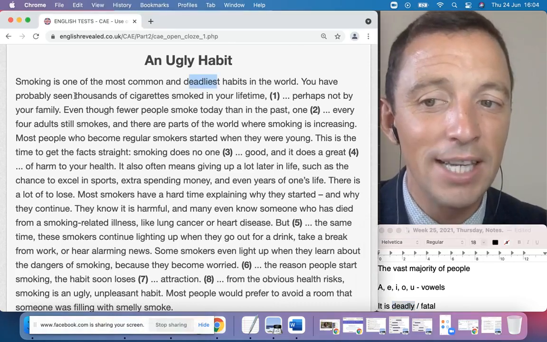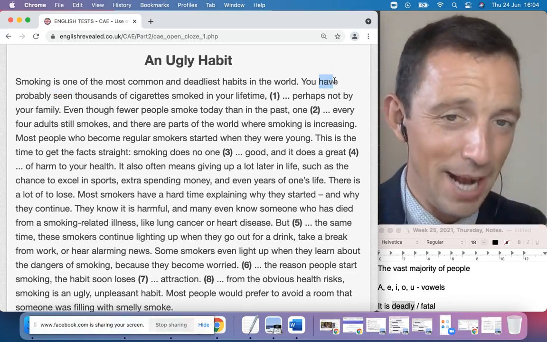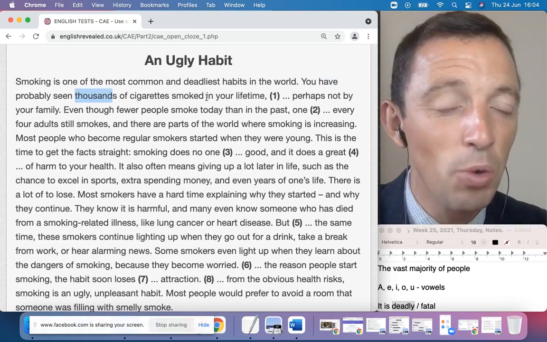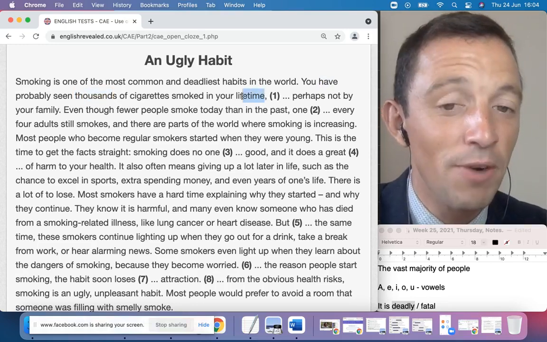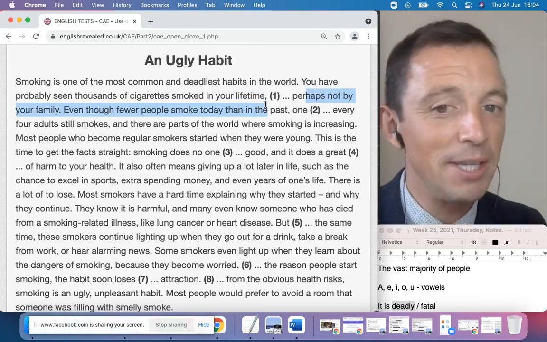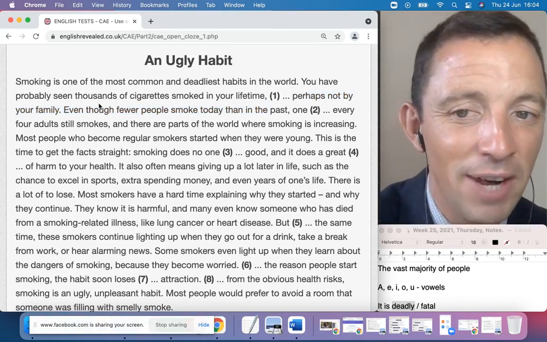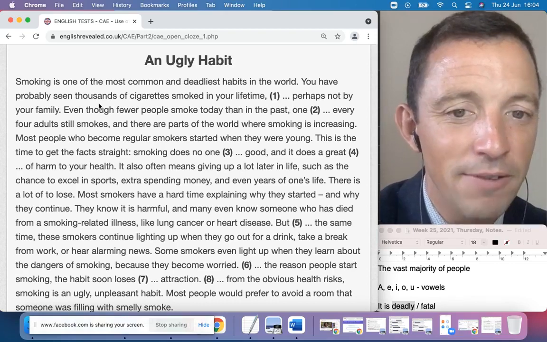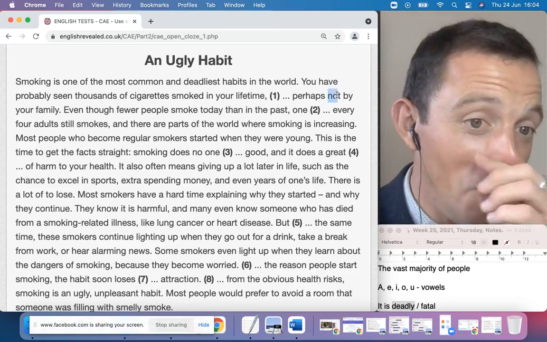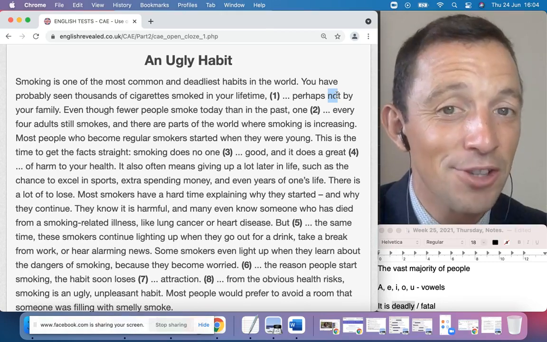You have probably seen, so here is the participle seen plus the auxiliary have, so it's the present perfect. So you have probably seen thousands of cigarettes smoked in your lifetime, for the duration that you have been alive, something perhaps not by your family. So that's a bit difficult. I don't know this answer yet. So you have probably seen thousands of cigarettes smoked in your lifetime, not by your family. I don't know. At the moment, I don't know the answer for this. I need to continue, and hopefully later I can return for the answer.